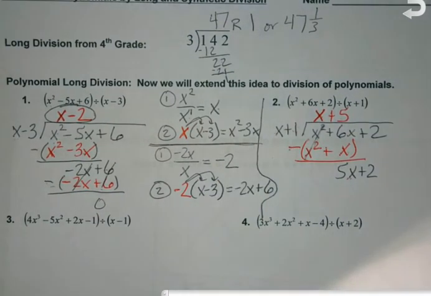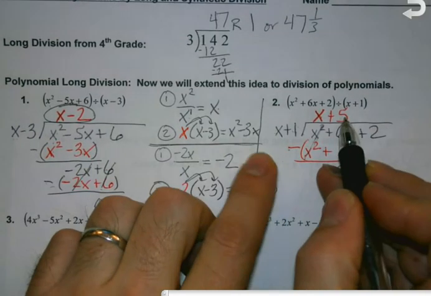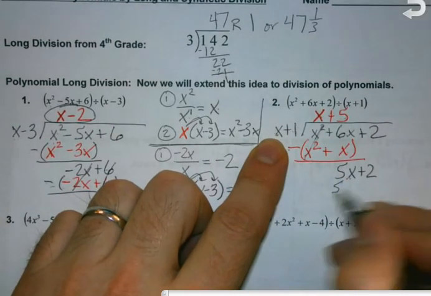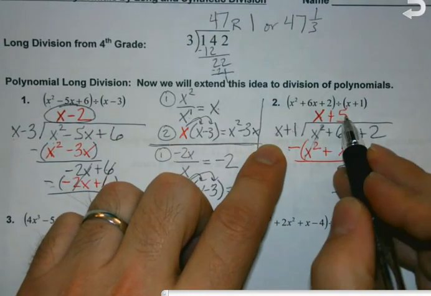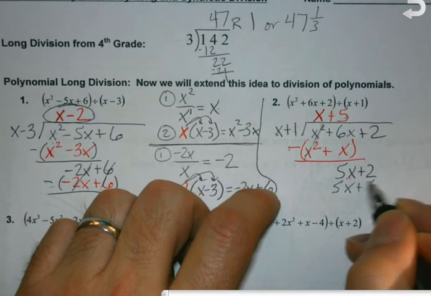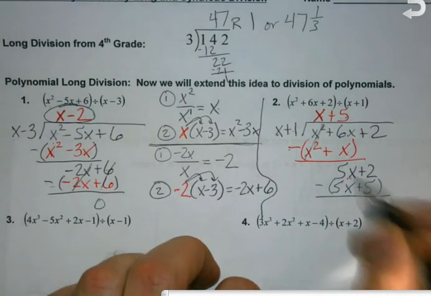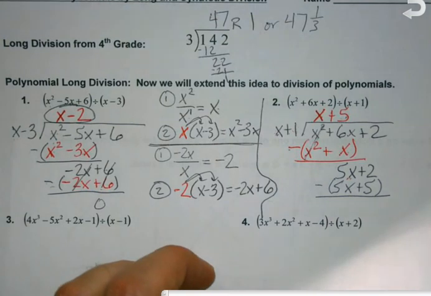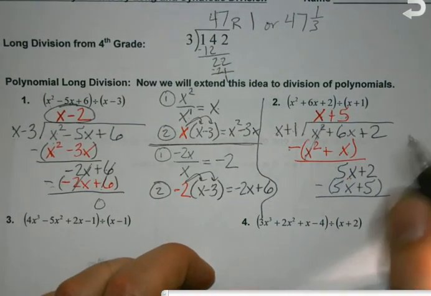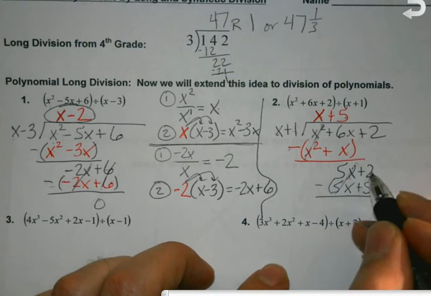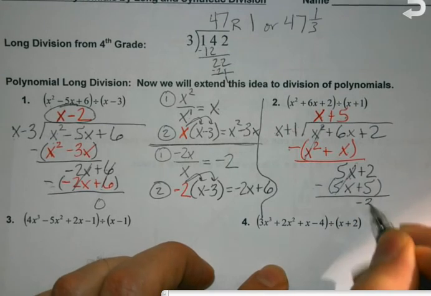And I always know if I've done it right by when I go to multiply. 5 times x is 5x. 5 times 1 is 5. And those first terms, if I've done it right, are always going to cancel. That's never going to change. So those wipe out. 2 minus 5 is negative 3.